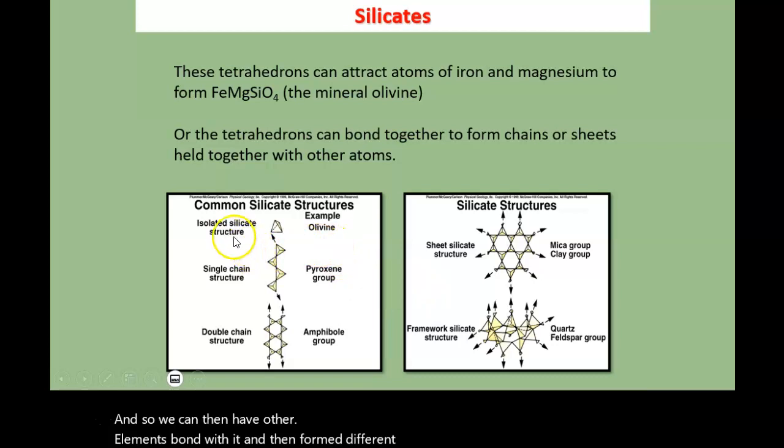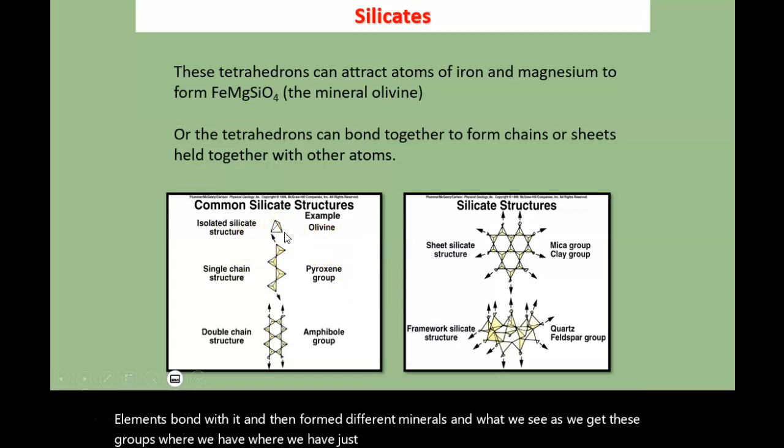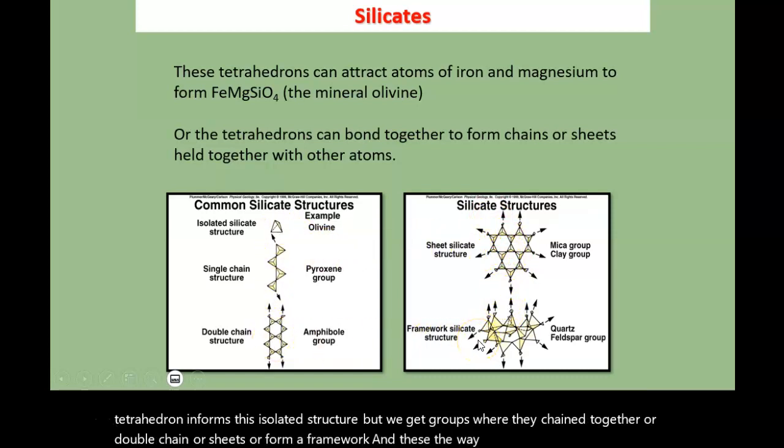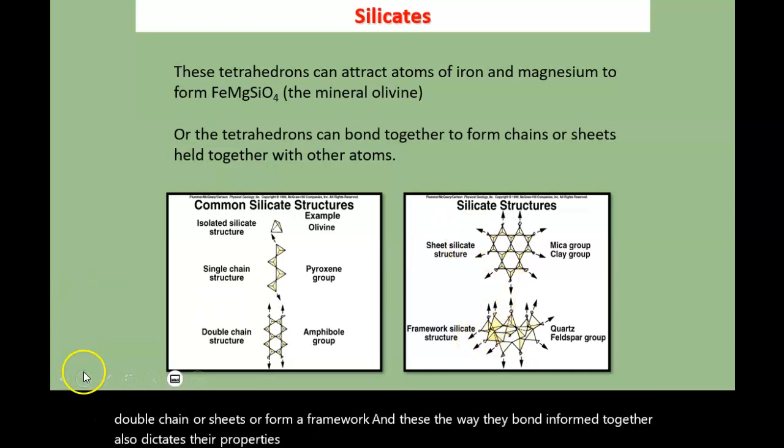And so we can then have other elements bond with it and then form different minerals. And what we see is we get these groups where we have just like an iron atom bonds with a silicon oxygen tetrahedron and forms this isolated structure. But we get groups where they chain together, or double chain, or sheets, or form a framework. And these, the way they bond and form together, also dictates their properties. These sheet silicates in particular show a weakness between the sheets. That's that mineral mica that peels away and breaks.